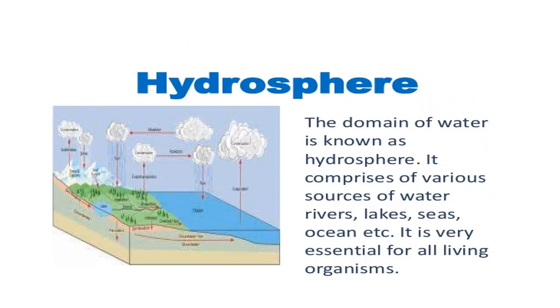So here we will discuss about the second component of natural environment, that is hydrosphere. Hydrosphere means water. The domain of water is known as hydrosphere. It comprises of various sources of water like rivers, lakes, seas, oceans, etc. It is very essential for all living organisms. About 71% of Earth's surface is covered with water. Hence, it is also regarded as watery planet.